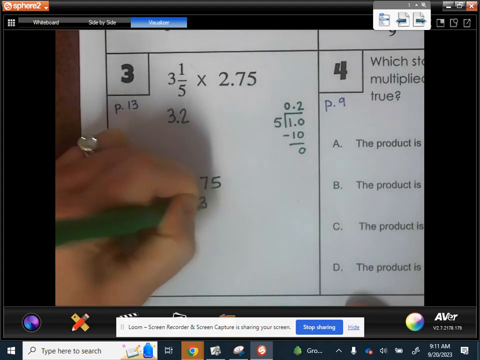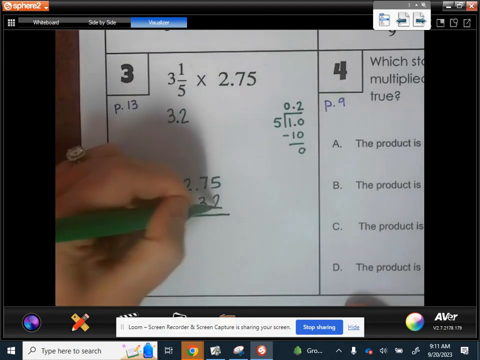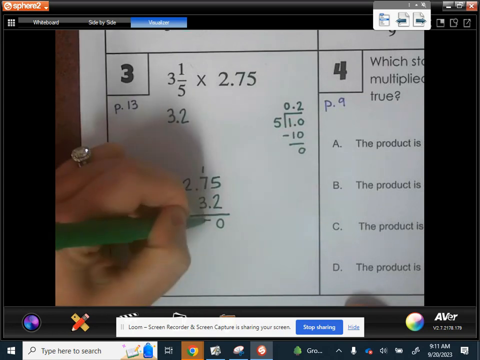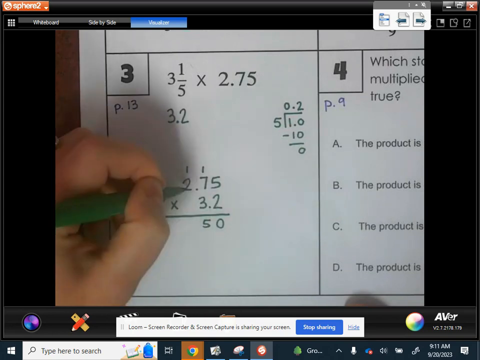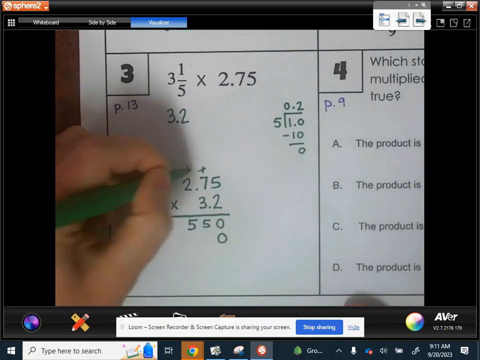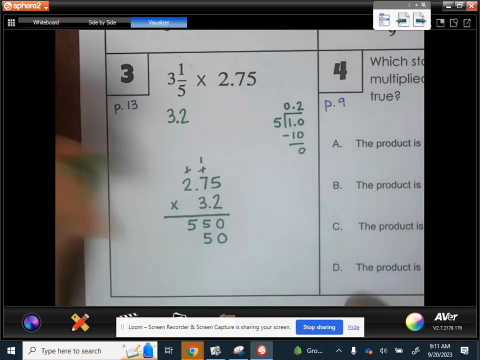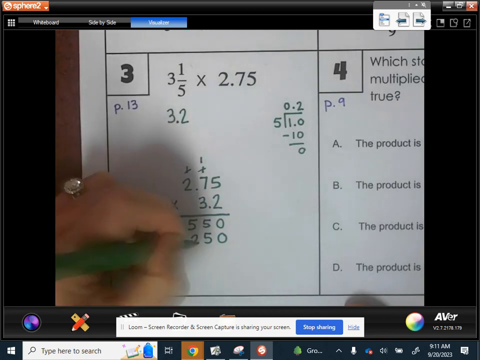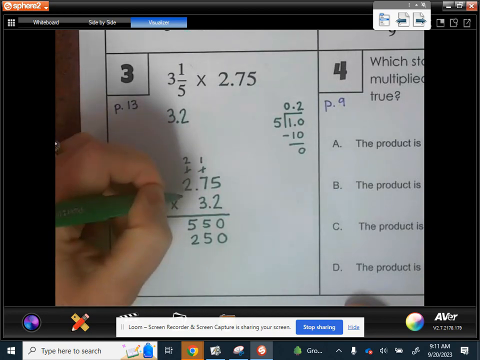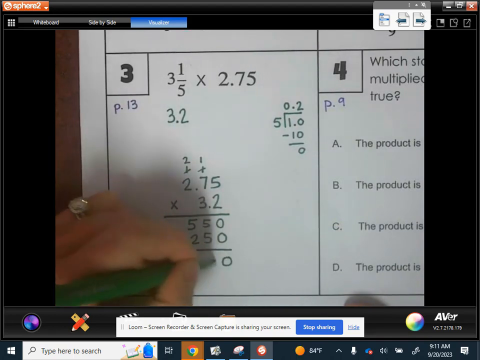Remember that the 2.75 has to go on top because it has more digits. 2 times 5 is 10. 2 times 7 is 14, plus 1 is 15. 2 times 2 is 4, plus 1 is 5. Placeholder 0. 3 times 5 is 15. 3 times 7 is 21, plus 1 is 22. And 3 times 2 is 6, plus 2 is 8. I want to add those two lines together.